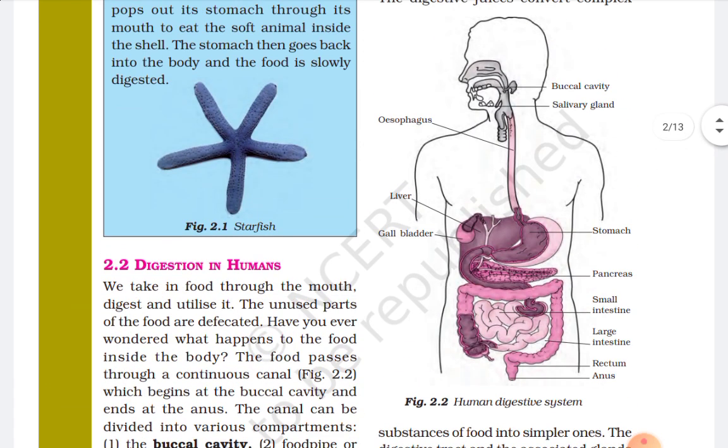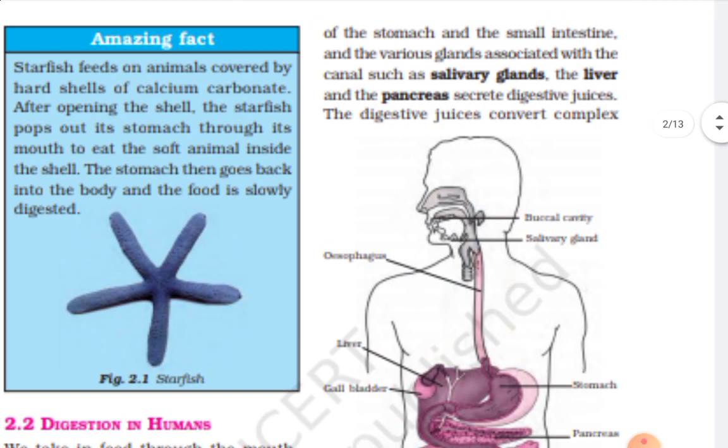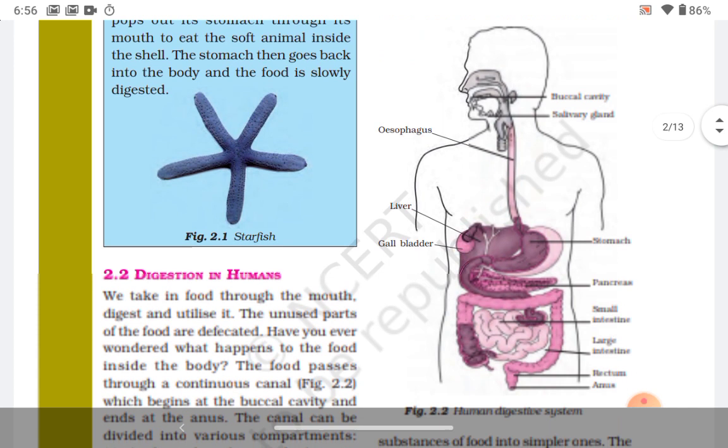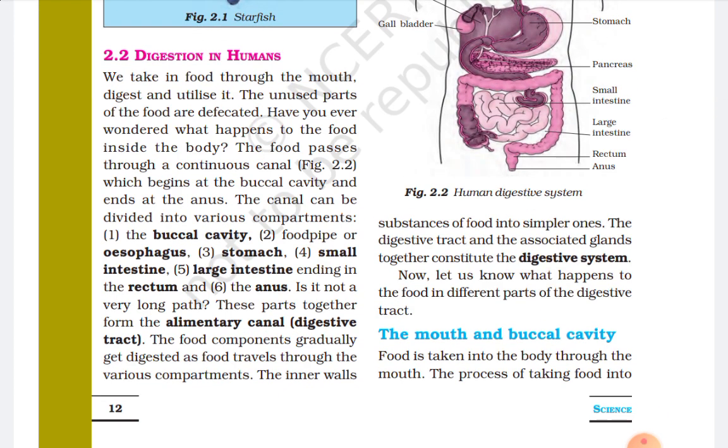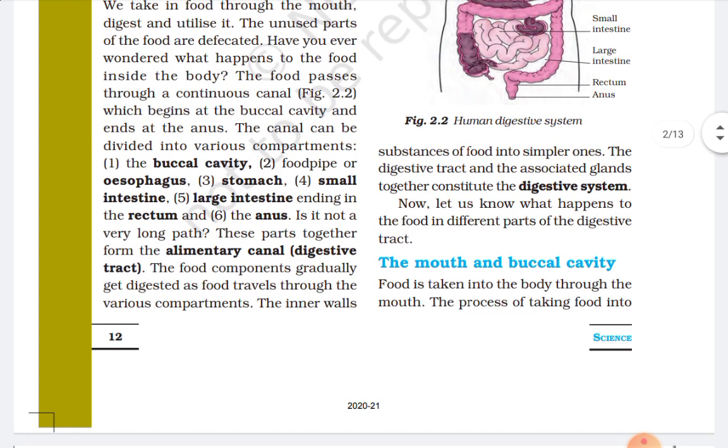So I can just tell you all the digestive things now, but let's read, and if I miss something out, it will be covered. There are many processes. The process starts from ingestion, then digestion, then assimilation, then absorption, and then excretion. The digestive tract and the associated glands together constitute the digestive system.